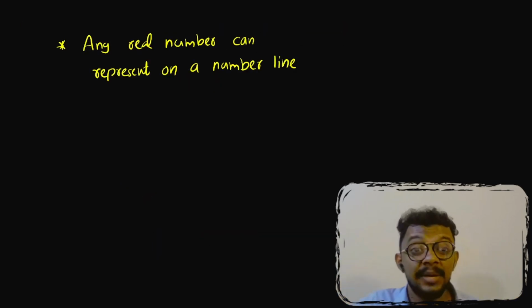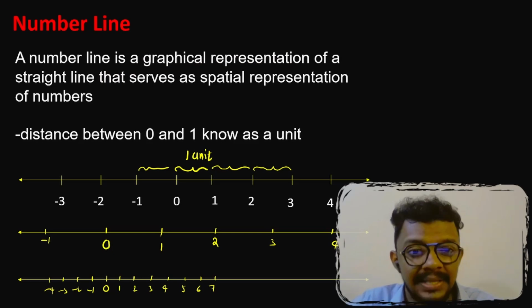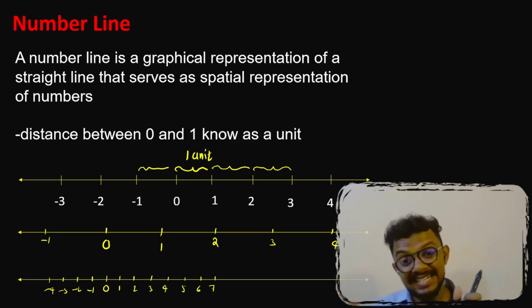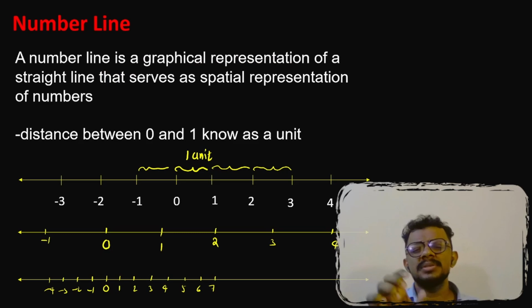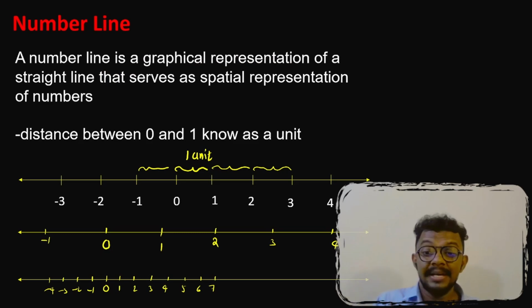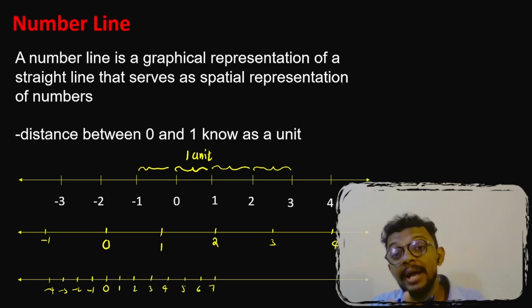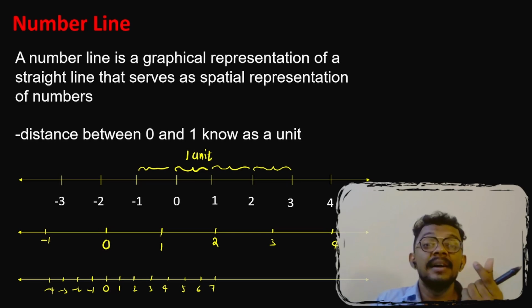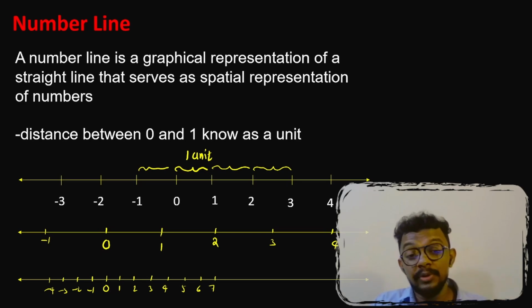Okay, once again I'm repeating what a number line is. A number line looks something like this. It is never ending. The portion between 0 and 1 is called 1 unit. For any real number, there is a point on the number line. For any point on the number line, there is a real number.